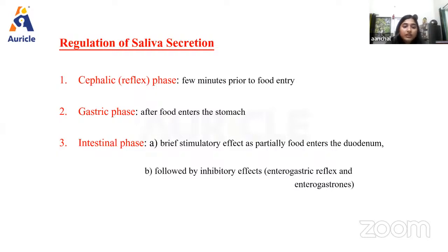Next, we have the gastric phase. The gastric phase always starts after the food enters the stomach. And last, we have the intestinal phase. As the name suggests, this phase starts whenever the food or the chyme enters the intestine.